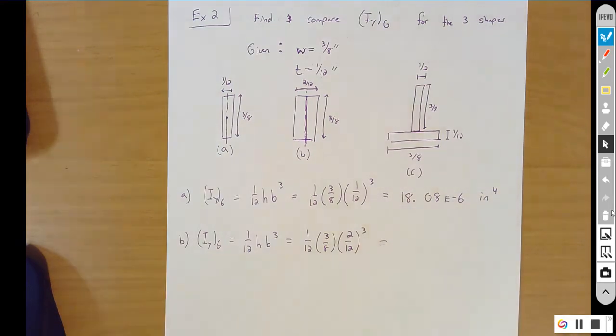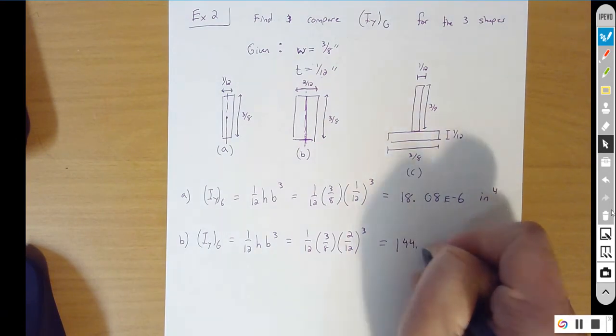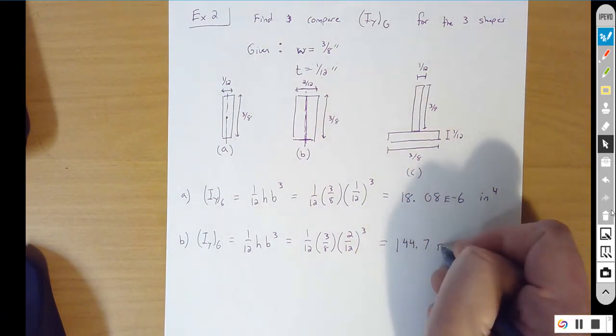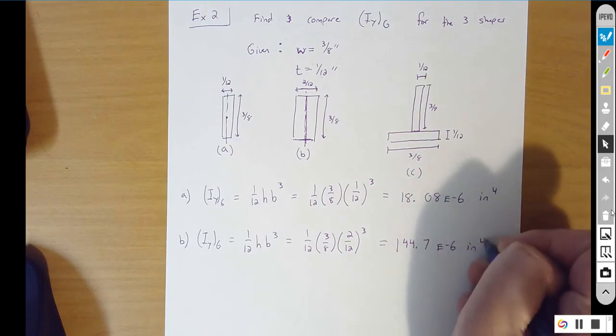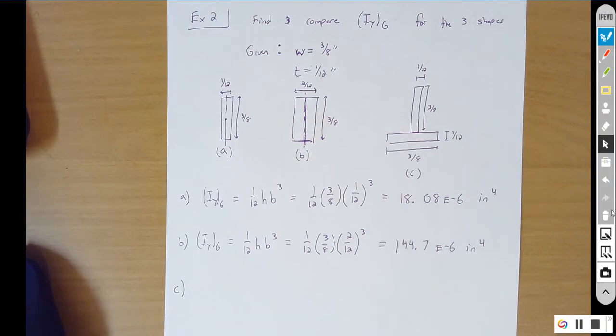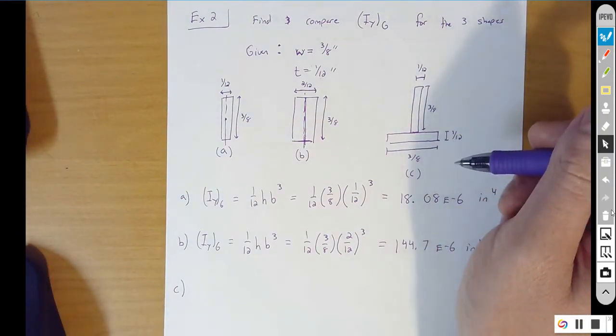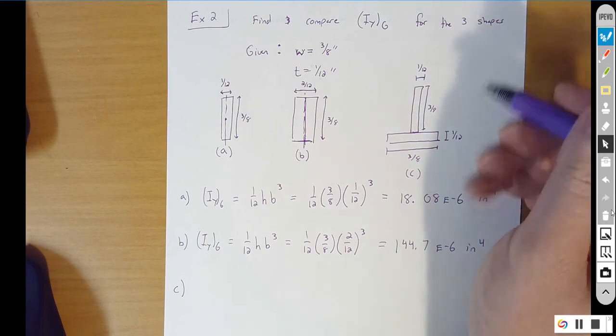We put these numbers into a calculator, and you will get 144.7 e negative 6 inches to the 4th. All right, and then how about C? C is actually two different things. We can't just use our rectangle anymore. So I would do composite bodies here.